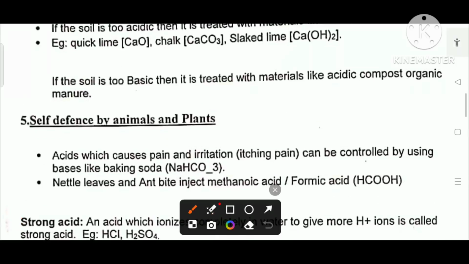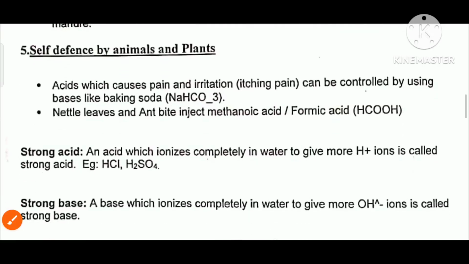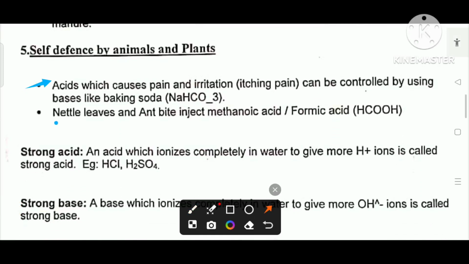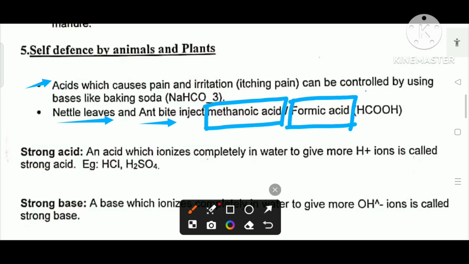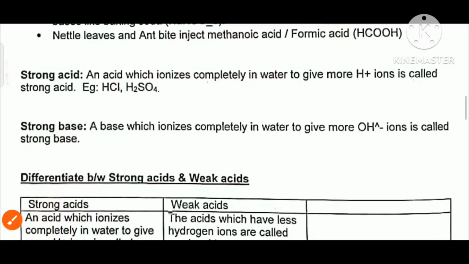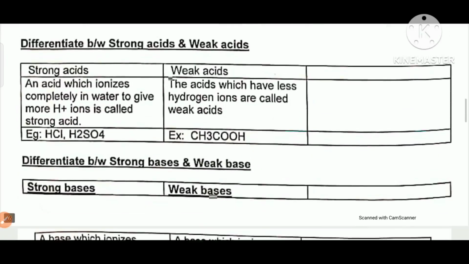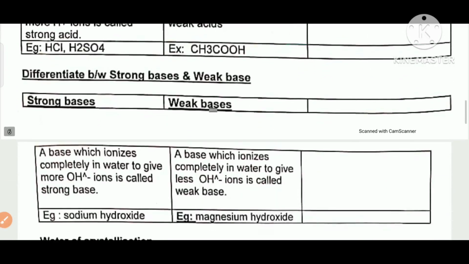Now the next one is self-defense by animals and plants. The first and second points, just go through them as they are. And here, nettle leaves and ant bites inject methanoic acid, which is also called formic acid. This question has been asked for 1 mark many times. Now let's move on to strong acid and strong base. Just go through it as it is, and I have given the differences also. Copy it in your notebook, likewise strong bases and weak bases.